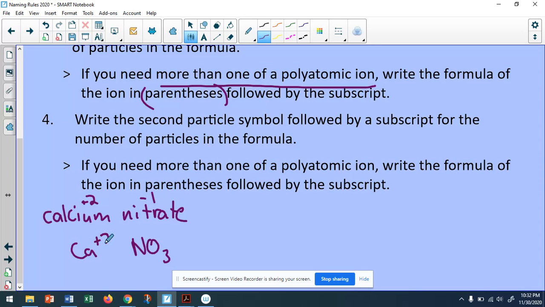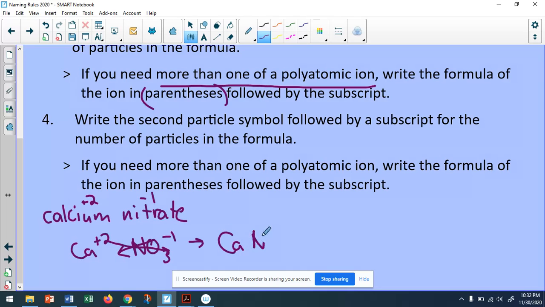So if I have a +2 ion combining with a -1 ion to form a neutral compound, I have to get the ratio that gets it to 0. I would need 2 of the nitrates to cancel out the +2 over here. Notice that kind of follows our crisscross rule. So I'm going to need 2 of the nitrates and 1 of the calcium.